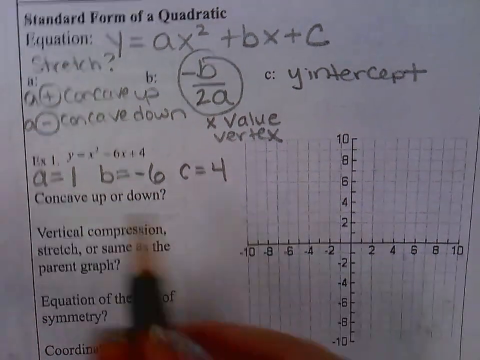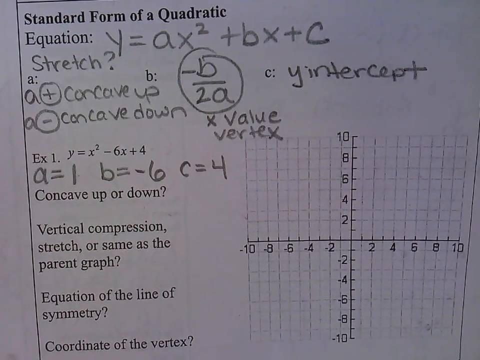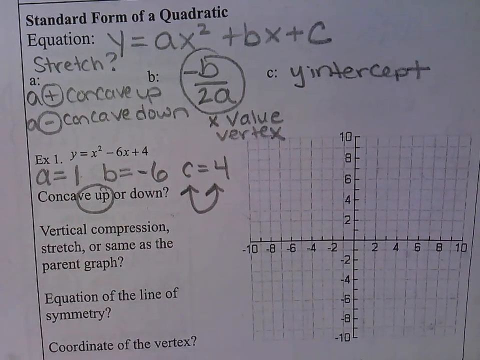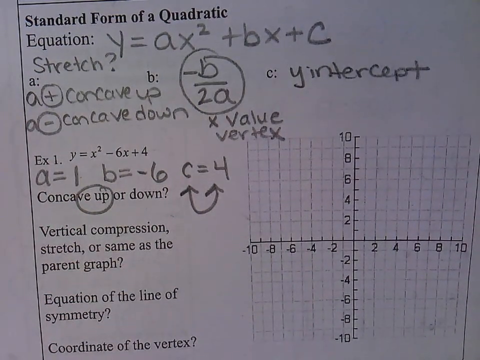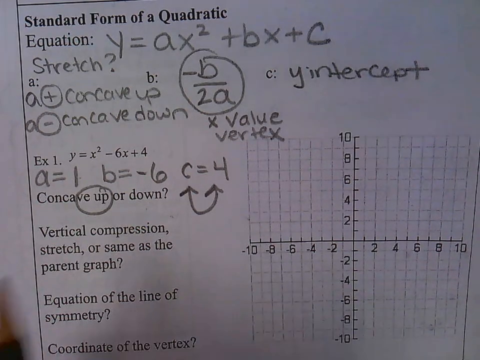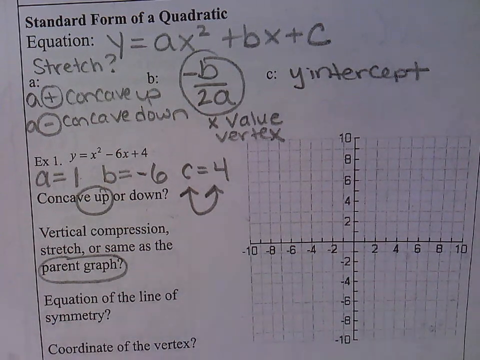All right, is it concave up or down? How can I tell? Positive, so it's concave up. It's going to look like this because the A value is positive. Is it going to be a vertical stretch, a compression, which means less steep, or is it going to be the same as the parent graph? And how do you know? Same as the parent graph. How do you know? A is just 1. It's not a 2x squared. It's not a half x squared.